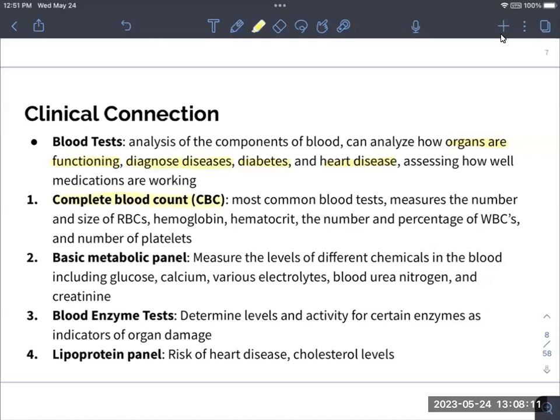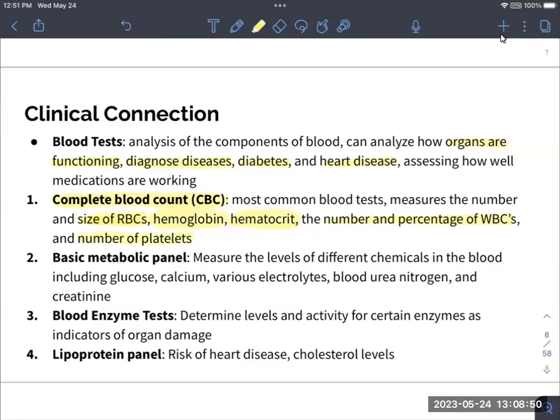So one of the main blood tests, the one that I mentioned on the slide before, is a complete blood count, or as we call it, a CBC, because it tells us how many red blood cells we have. It tells us the size of those red blood cells. Yes, the size of the red blood cells can actually indicate a disease if they're too big or too small. Hemoglobin, how much oxygen? Hematocrit, that was that percentage of the blood that's red blood cells. We can even find out how many and that percentage of white blood cells. We also look at how many platelets somebody has.